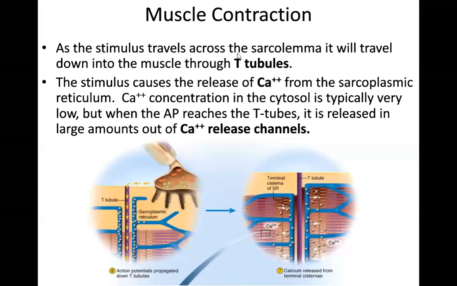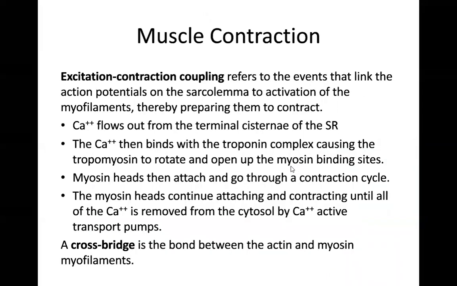Okay, so reading through, as the stimulus travels across the sarcolemma, it will travel down into the muscle through T-tubules. Stimulus causes the release of calcium from the sarcoplasmic reticulum, SR for short. Calcium concentration in the cytosol is typically very low, but when the action potential reaches the T-tubes, it is released in large amounts out of calcium release channels. Now, we haven't contracted yet, but we're getting close.